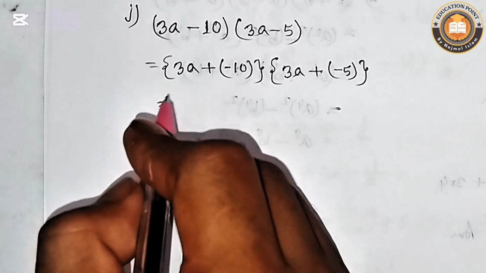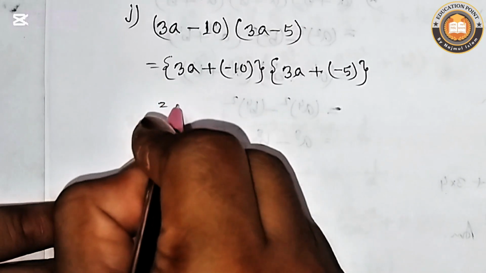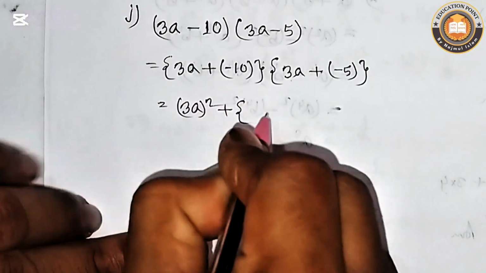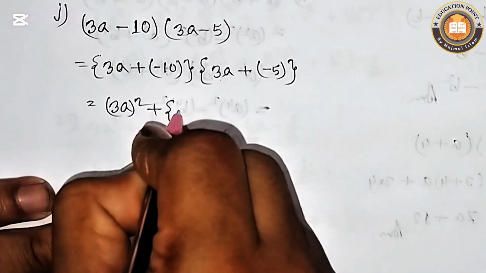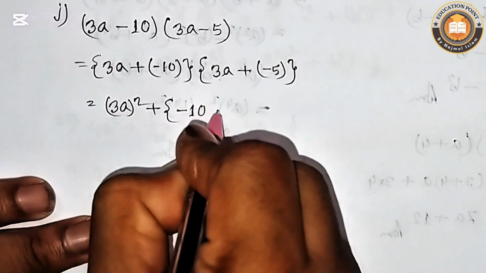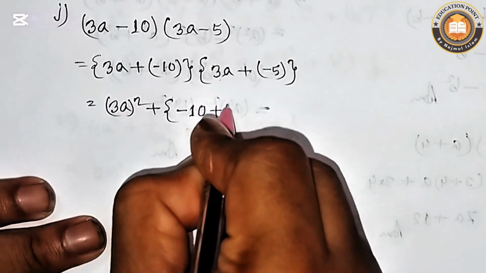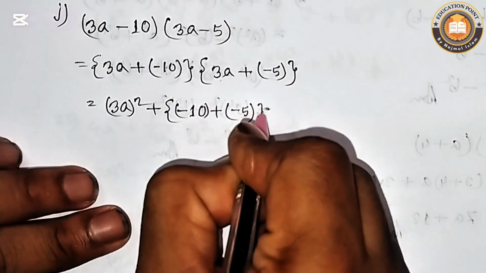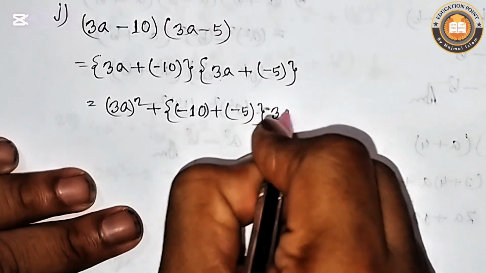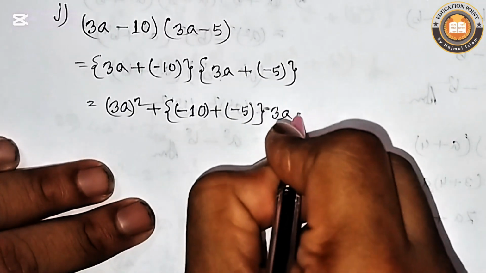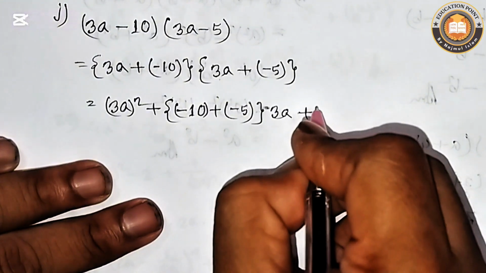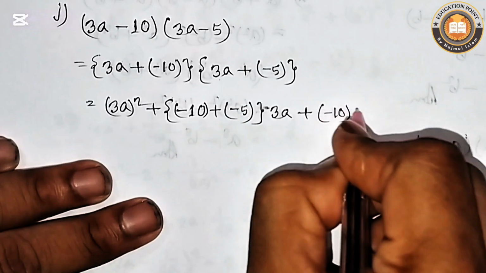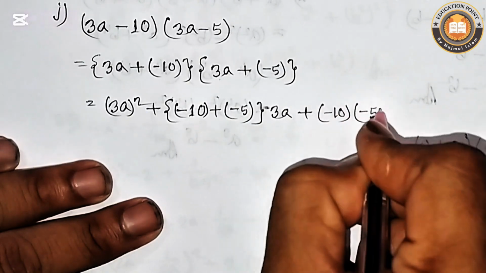So we can write x square means (3a) whole square, plus a means minus 10, plus b means minus 5, into x means 3a, plus ab, that means a into b. A means minus 10 into b means minus 5.